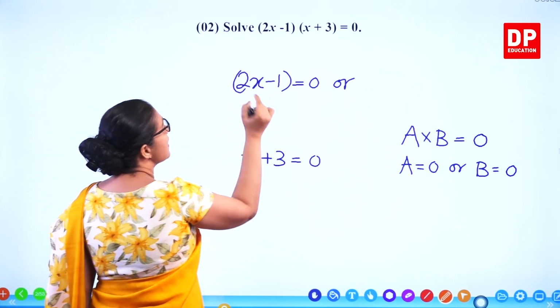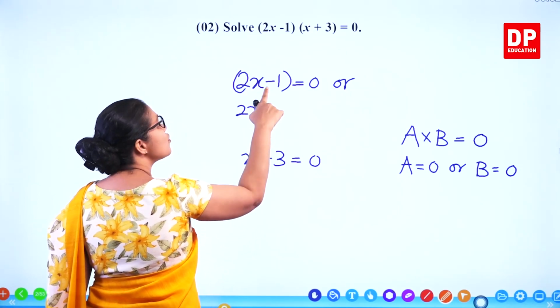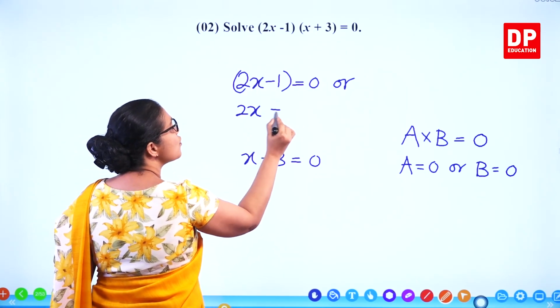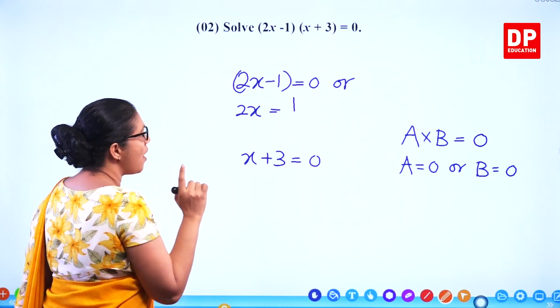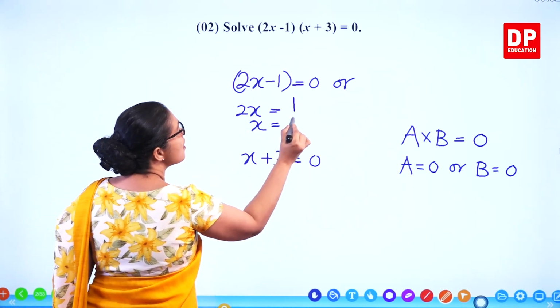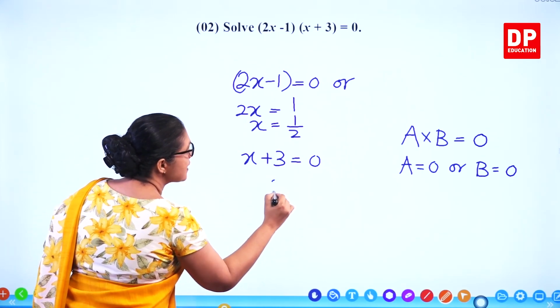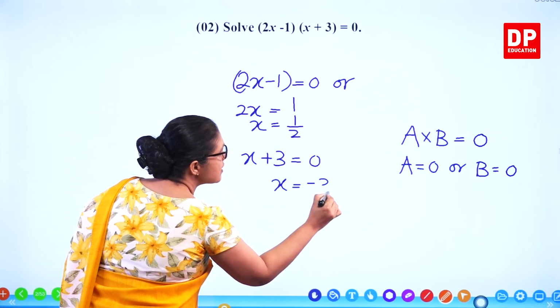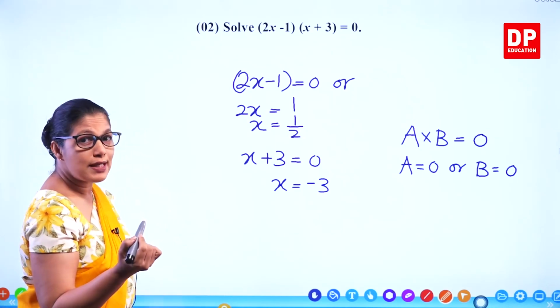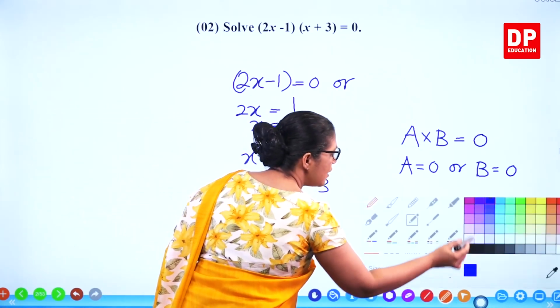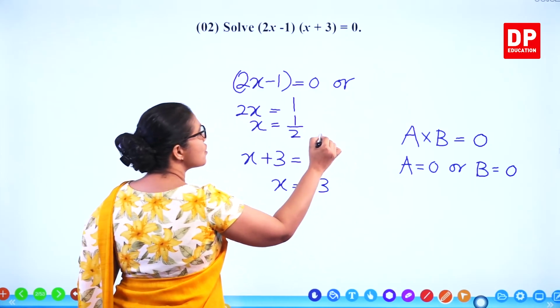You take the 2x term here and take the 1 to the other side. Minus 1 when you take it to the other side becomes 1. Then x becomes 1 over 2. What about this one? Take plus 3 to the other side, you get minus 3. So there are 2 solutions for this equation, and you get 1 mark each.